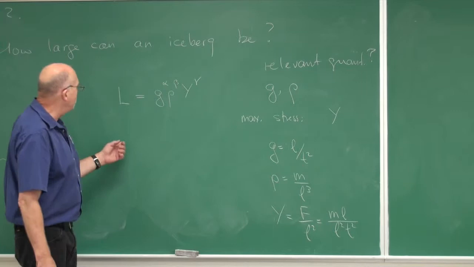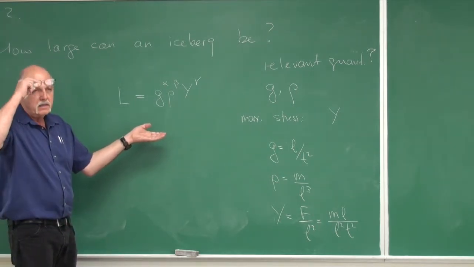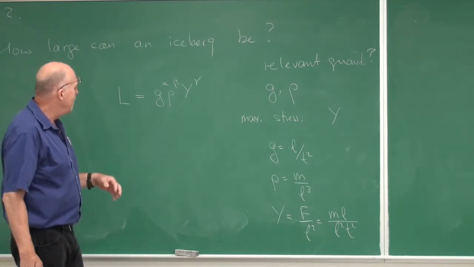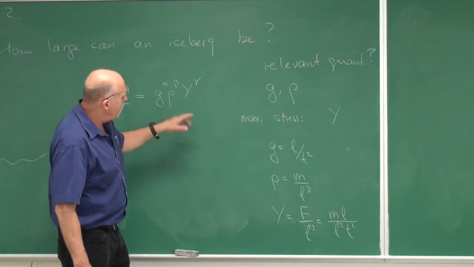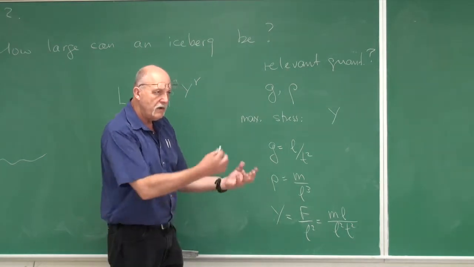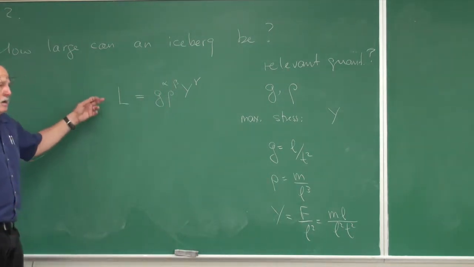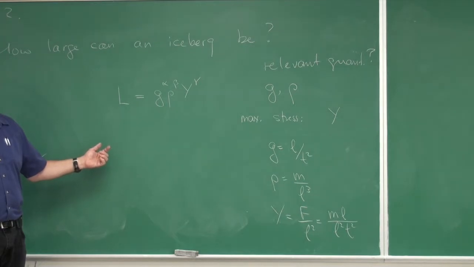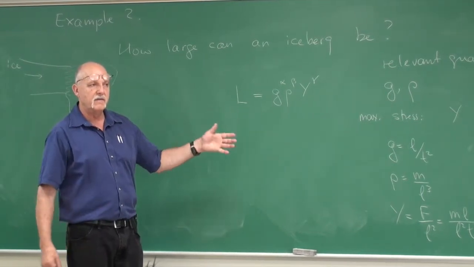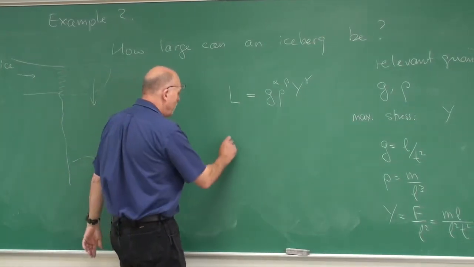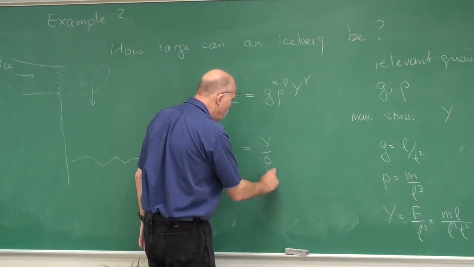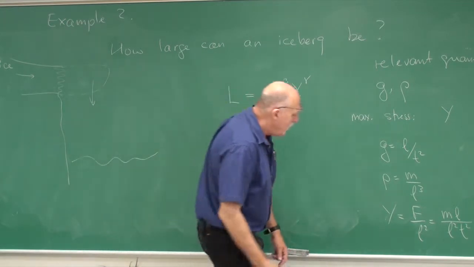Now, what do you think will be in the numerator? We have to combine these guys so that one is on the top and the other is on the bottom. Rho is going to be on the bottom probably, because a bigger rho is going to give us a smaller L, and a bigger Y is going to give us a bigger length. So we're just guessing here. The thing should look something like Y over rho. Now if we take Y over rho, then what do we have?